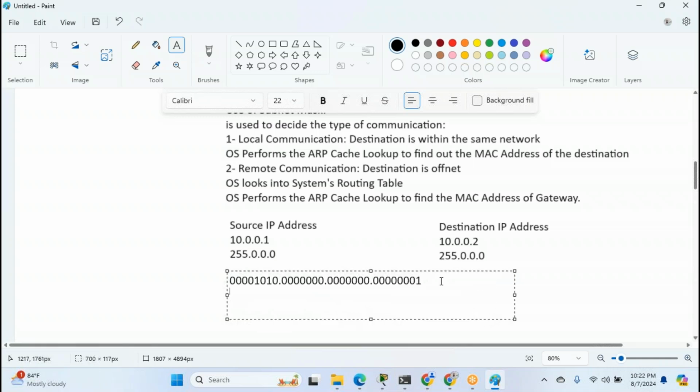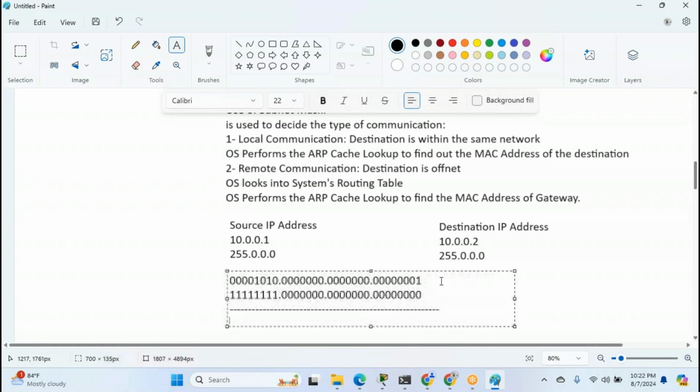Then the subnet mask: the network portion is 255, all ones, and the rest are zeros. Each bit is multiplied by its corresponding bit. Where we have 1 in the subnet mask, those bits come as they are. And whatever the value in the host portion, when multiplied by 0, it becomes 0.